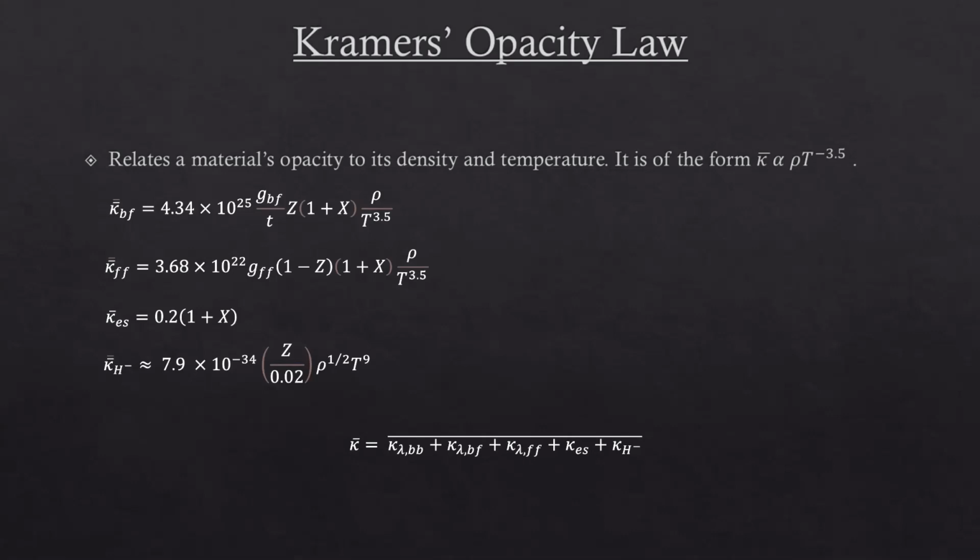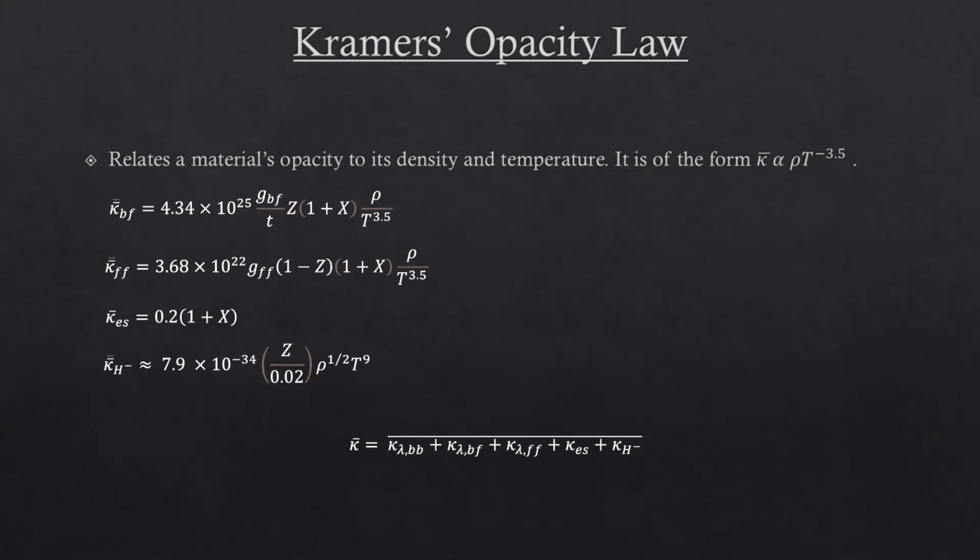And these G sub BF, G sub FF are Gaunt factors. These are quantum mechanical factors that are there. Also t here is another correction factor. And Z and X are the mass fractions. X is the mass fraction for hydrogen, and Z is the mass fraction for metals, which is everything except hydrogen and helium. Those are called metals in astronomy. And again, it's a bit different for electron scattering, with no dependence on temperature or density. It's just dependent on the mass fraction of hydrogen.